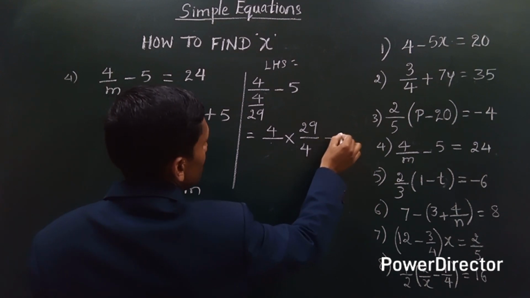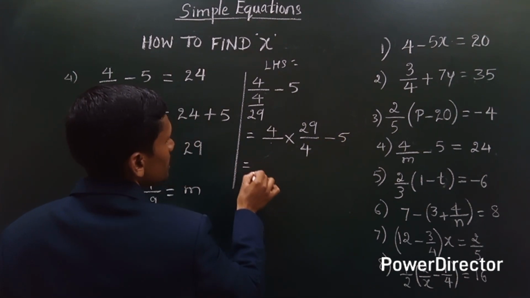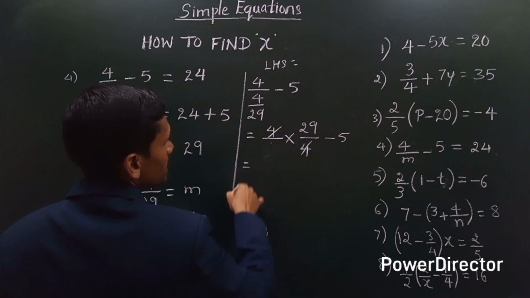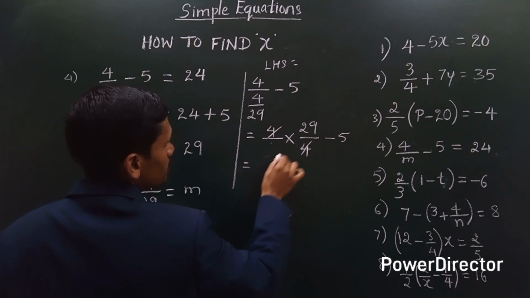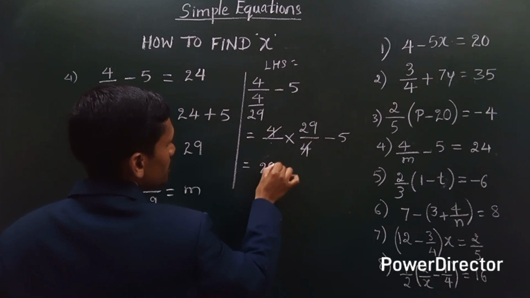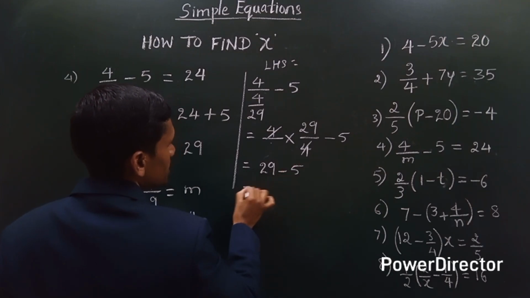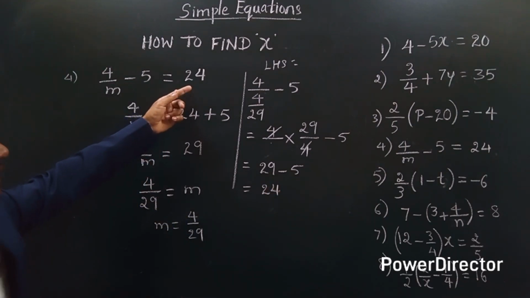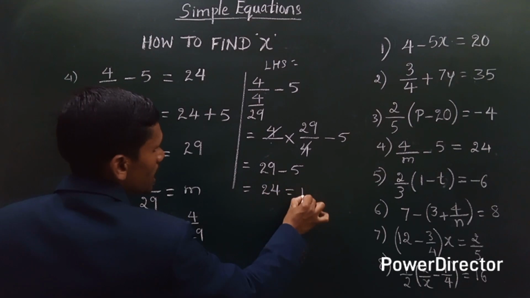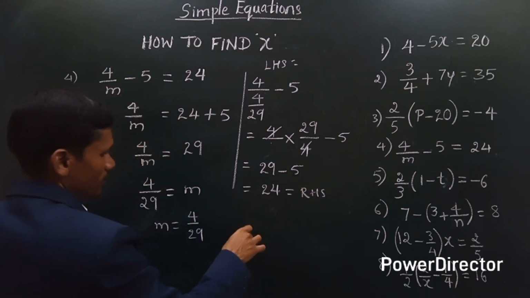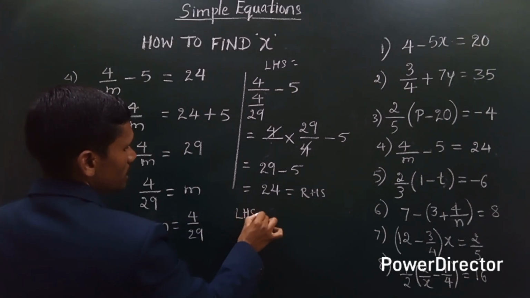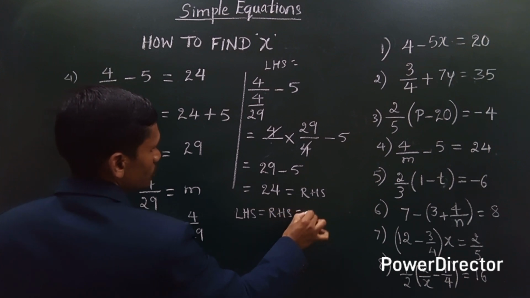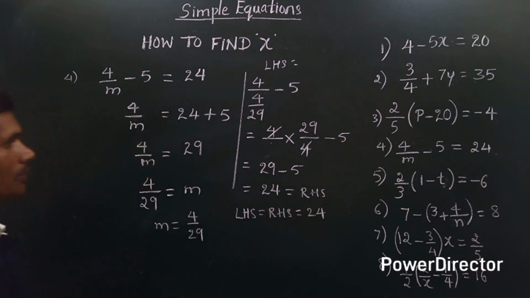So this becomes minus 5. Here 4 and 4 get cancelled. Next, here 29 minus 5 remains. 29 minus 5 means what? 24. Have we got the same answer? It is 100% correct because we are getting RHS also as 24. LHS is equal to RHS, we got now. LHS is equal to RHS is equal to 24. This is how we can solve for m here, right?